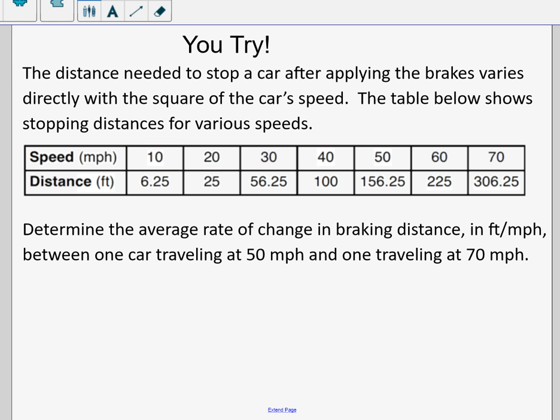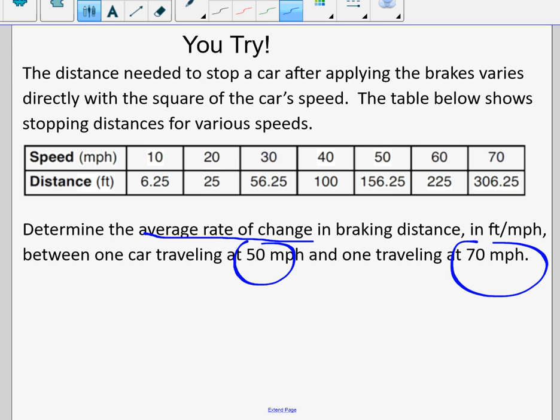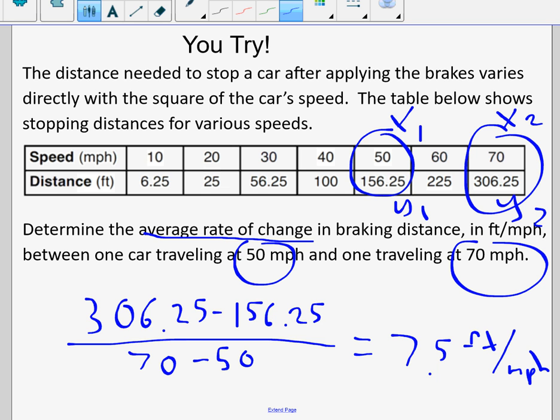All right, this is a little bit tricky because they don't give it to us directly as an interval, but they tell us we're finding the average rate of change. And then what they tell us is that we're looking between one car traveling at 50 miles per hour and one car traveling at 70 miles per hour. And those are our x values. So we've got this 70 that goes with the 306.25, and we've got this 50 that goes with the 156.25, and we're just going to plug that. So it is just 306.25 minus 156.25 over 70 minus 50, and that gives us 7.5. And then don't forget to include the unit in your answer if they give it to you. That's feet per mile per hour.